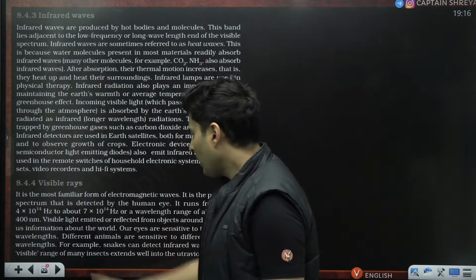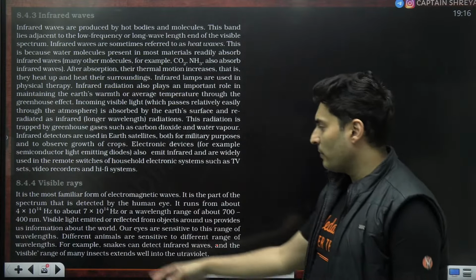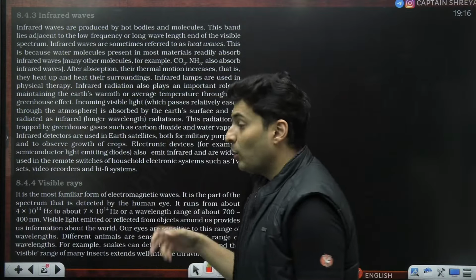Okay. Oh, so they have given an example. Snakes can detect infrared waves and the visible ranges. In fact, many insects can also extend into ultraviolet.